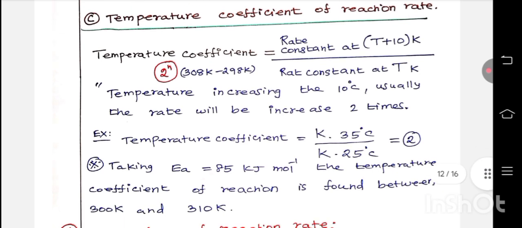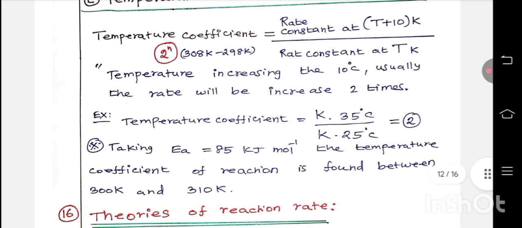Example, the temperature coefficient equal to K at 35 degrees Celsius divided by K at 25 degrees Celsius. Therefore, equal to 2. Taking activation energy equal to 85 kilojoule mole inverse, the temperature coefficient of the reaction is found between 300 and 310 Kelvin.